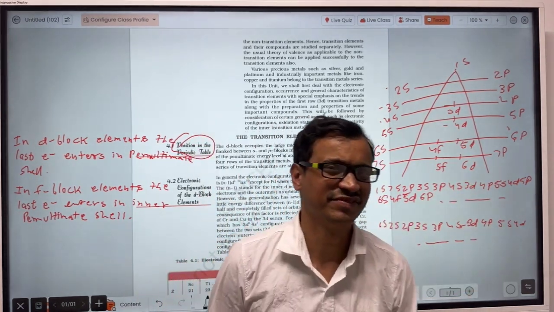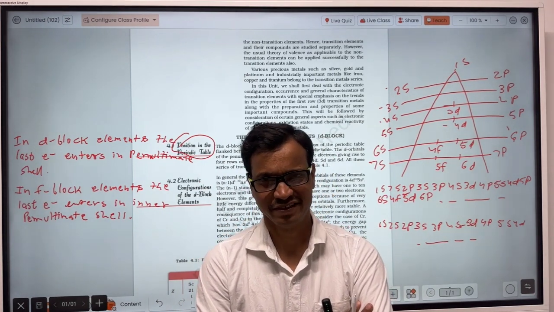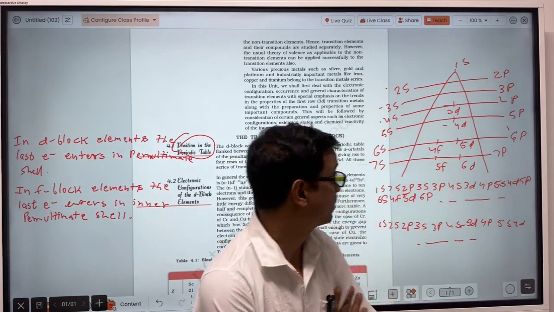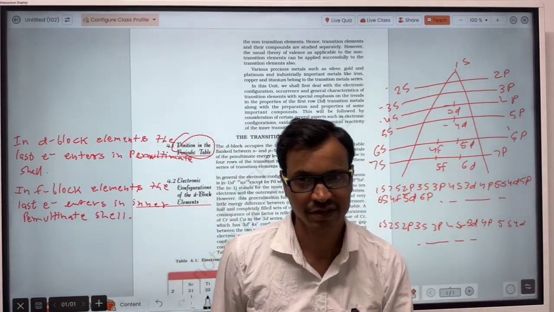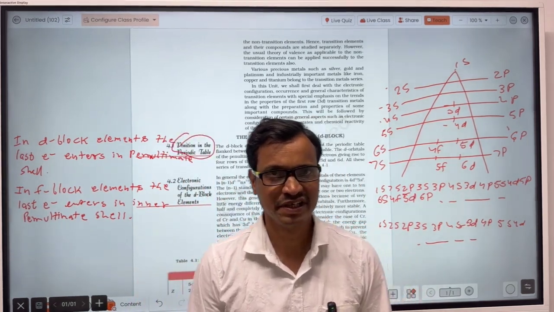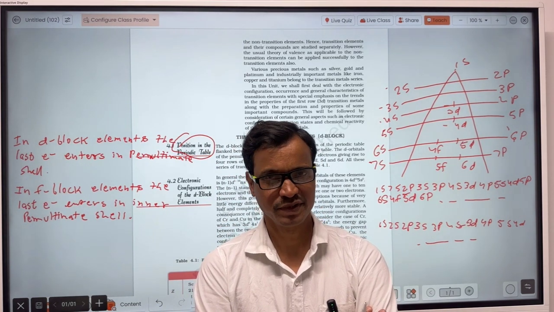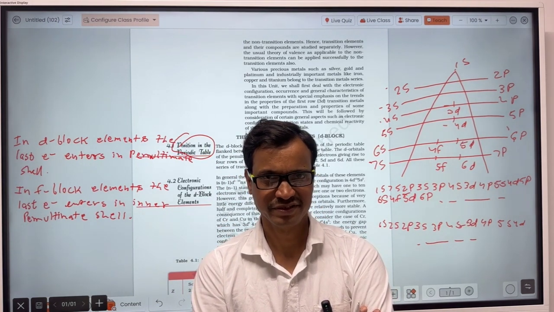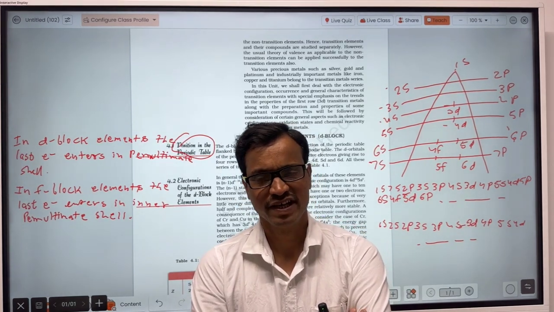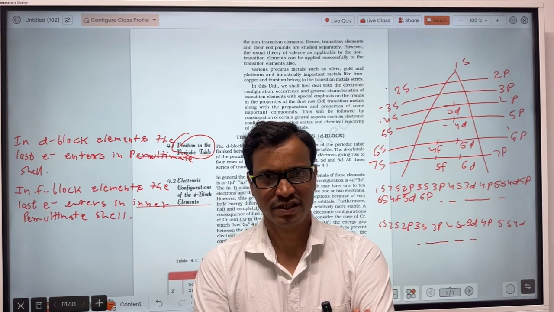For this one, so much time it will take, so you can apply it in the 12th board examination. But for the IIT Main examination, if you write this down and then write the configuration, that will be time taking. So better, here I am telling you. 3d starts after 4s. Then obviously after 4s there will be 4p only. And after the p orbital is complete, then again it will start from s. So there was 4s, then after that 3d, then 4p.